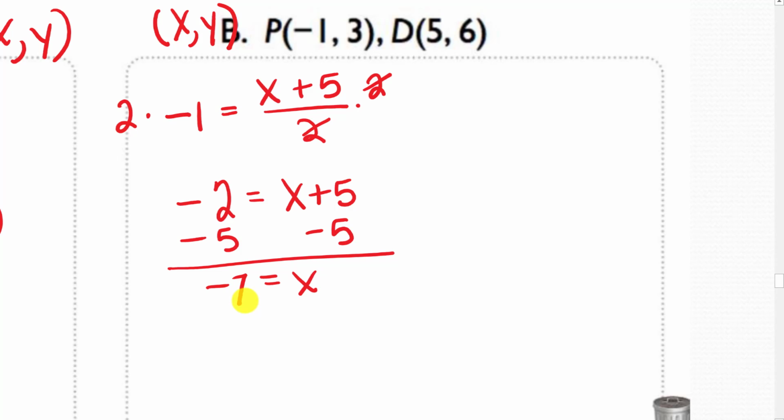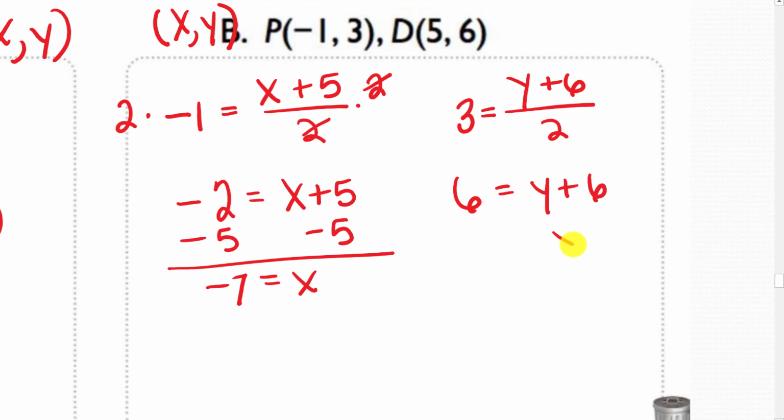I'm going to do the same thing for y. The middle for y is 3. That equals the one endpoint plus the other endpoint divided by 2. Multiply both sides by 2. 6 equals y plus 6. And then subtract 6 from both sides, and y would equal 0. So the endpoint that I looked for is going to be negative 7, 0.